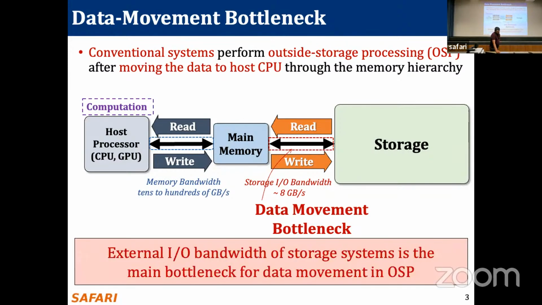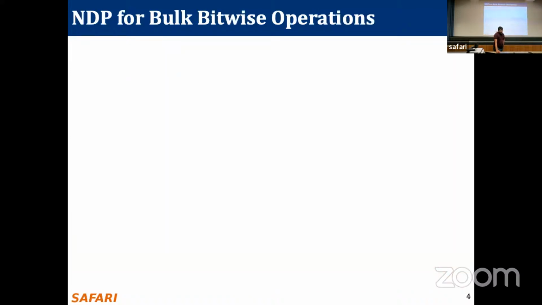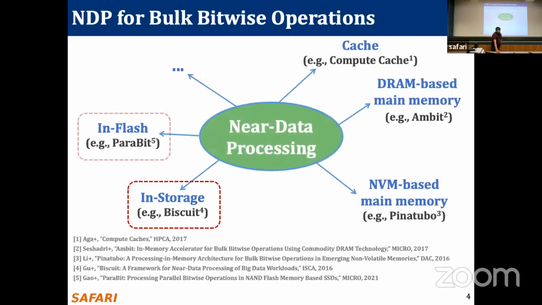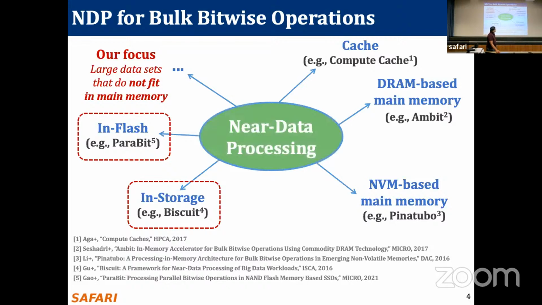So the external I/O bandwidth of the storage systems is the main bottleneck for data movement in outside storage processing or conventional systems. To solve this, we need to move the computation closer to where the data resides. And to do that, we look at near data processing techniques. Here we see some prior works which have looked at near data processing, done at different levels of the memory hierarchy.